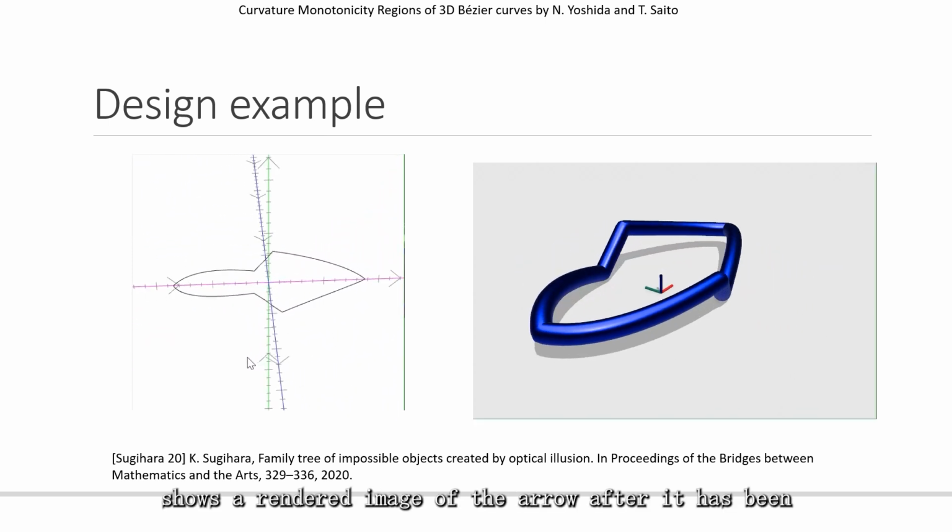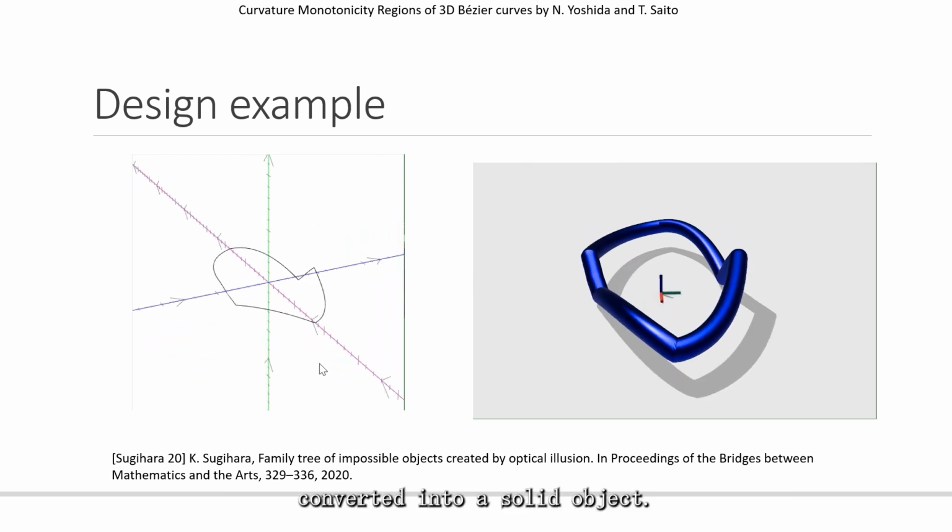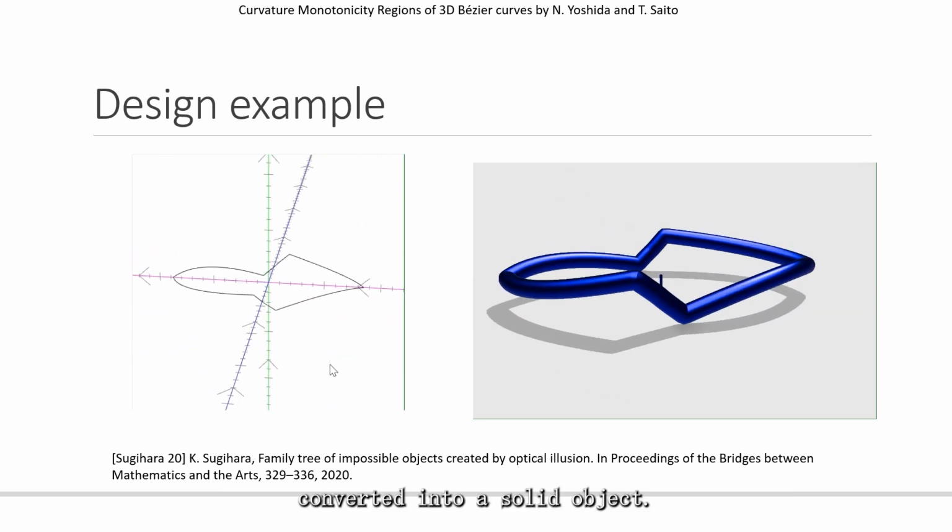The right figure shows a rendered image of the arrow after it has been converted into a solid object.